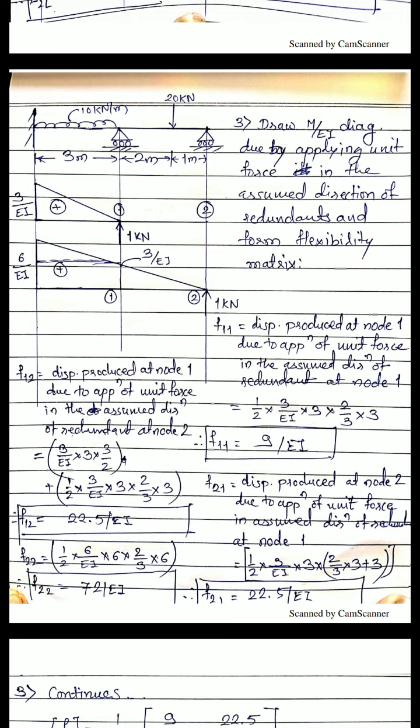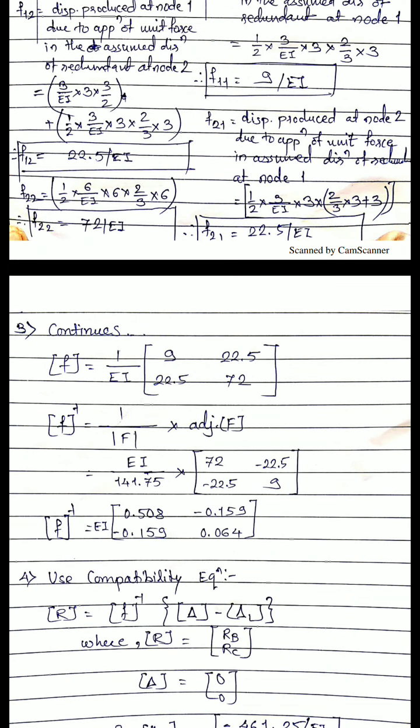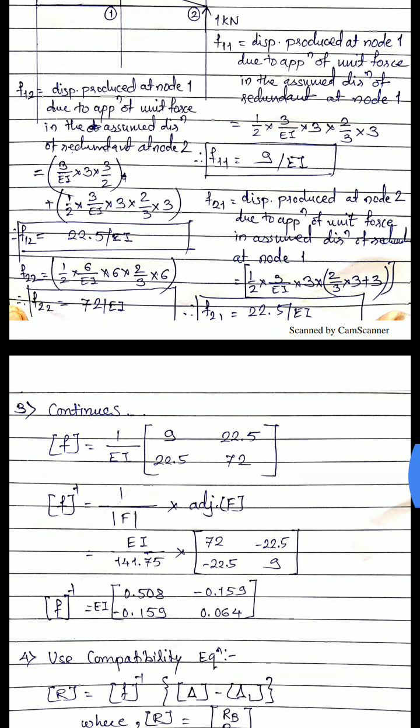So here all the four elements we have calculated. Now if we continue, you can see over here the F matrix, that is called the flexibility matrix. 1 by EI is taken as common outside of your matrix, into your elements 9, 22.5, 22.5 and 72. And next you have to find out the inverse of this matrix.